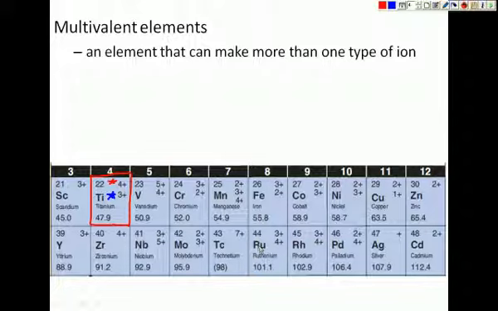Some of them can make more than two, like this one, manganese. It can make 3 different ions: a 2+ ion, a 3+ ion, and a 4+ ion. So all of the different elements that can make more than one type of ion are multivalent. So all of these ones are multivalent.